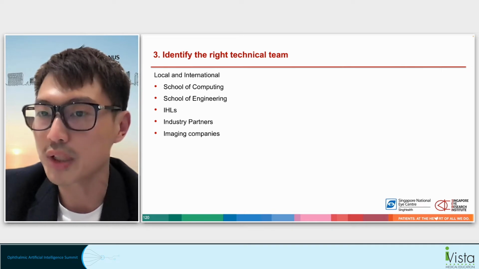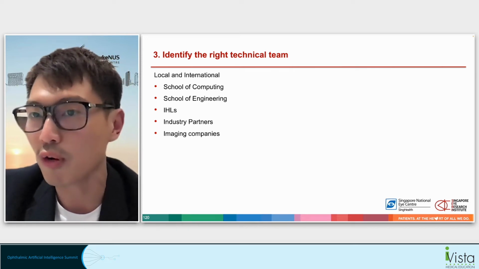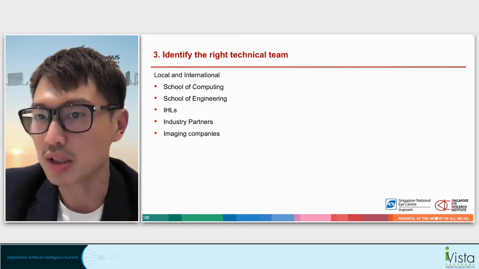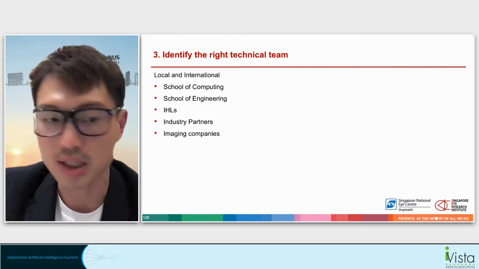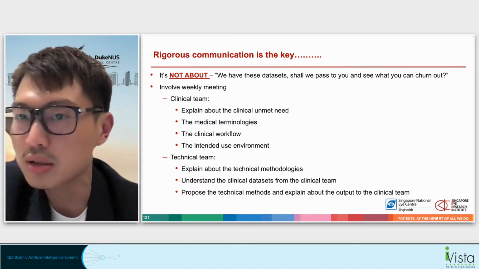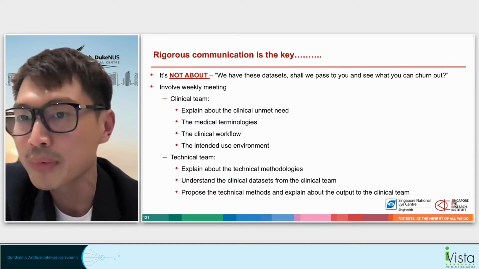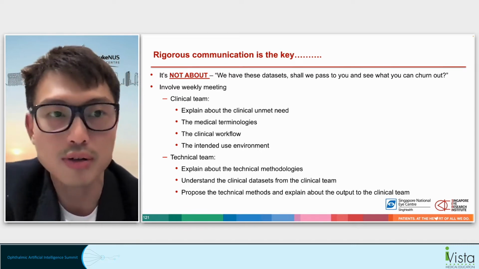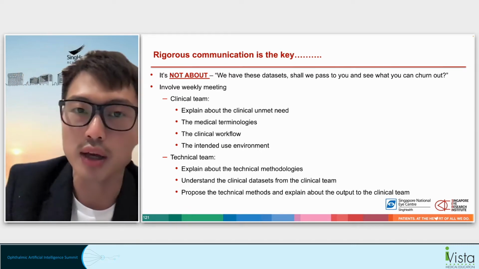And the right technical team. Of all the 5 points, I think this is the lowest hanging fruit in my mind, because if you handle the other 4 well, identifying the technical team using the right technique is the simplest of all 5. Between the clinical and technical teams, rigorous communication is just like a marriage, right? Husband and wife always have to talk. Same thing between the clinical and technical team. You always have to communicate.